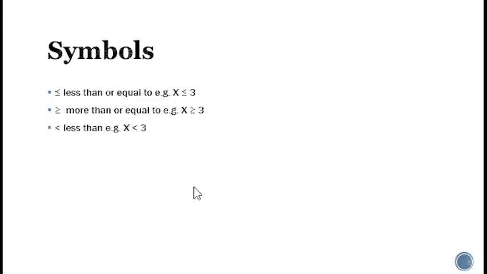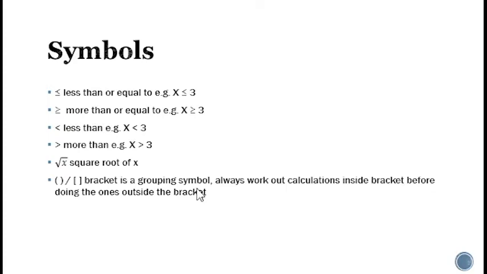x less than 3 means x can be any value less than 3, but not equal to 3 or more. x more than 3 means x can be more than 3, but not less than or equal to 3. Square roots and brackets, we'll talk about it sooner or later.